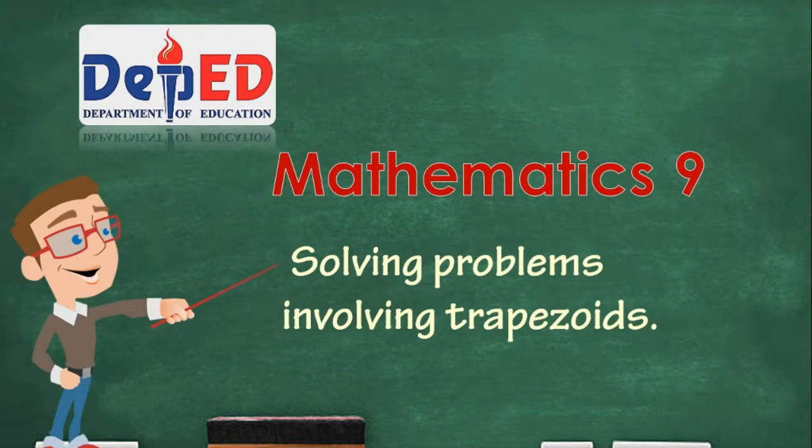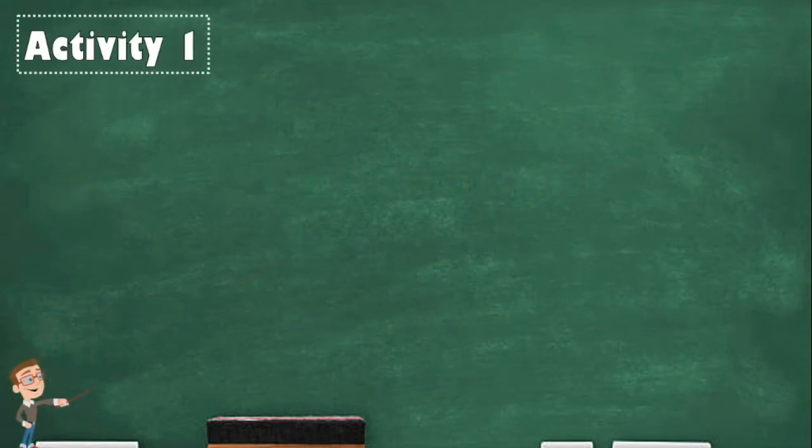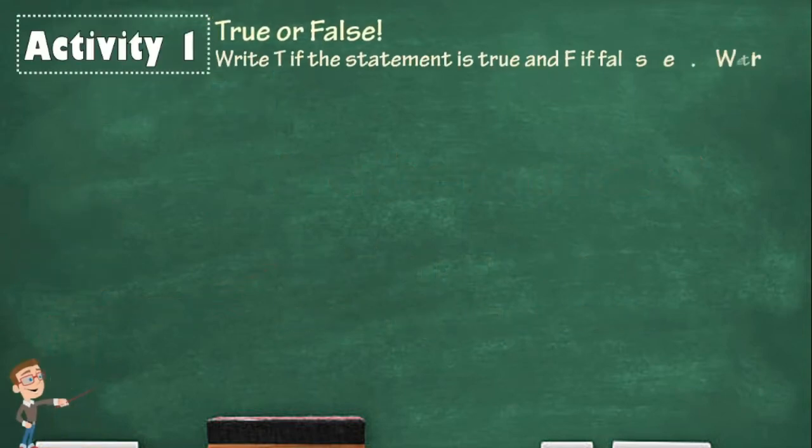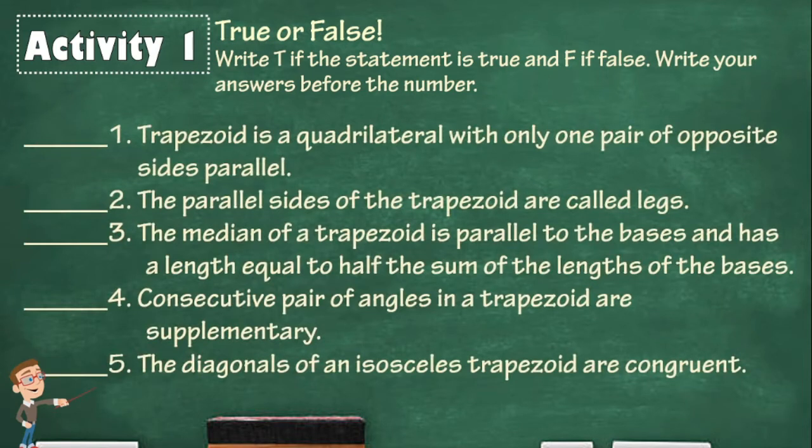Our topic is about solving problems involving trapezoids. For our review, let us have activity number 1, true or false. Write T if the statement is true and F if false. Number 1, a trapezoid is a quadrilateral with only one pair of opposite sides parallel. Is it true or false?